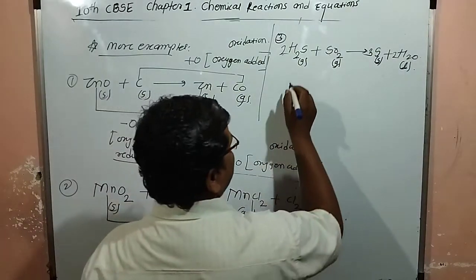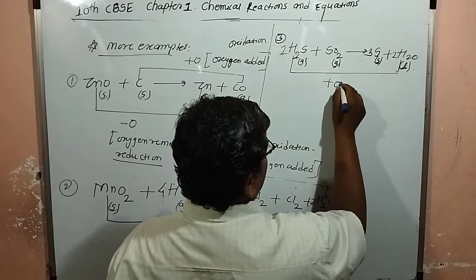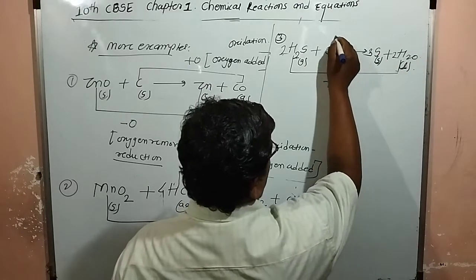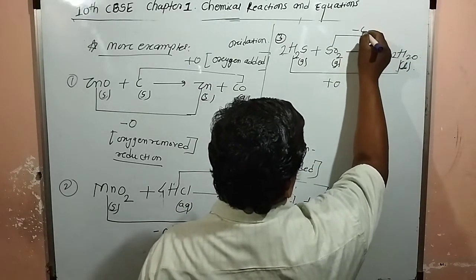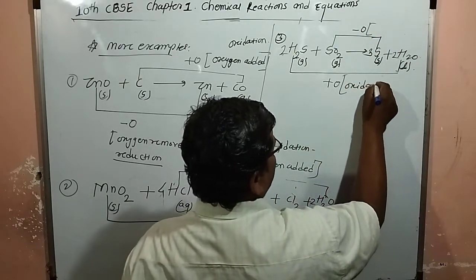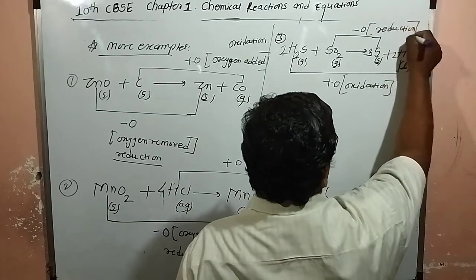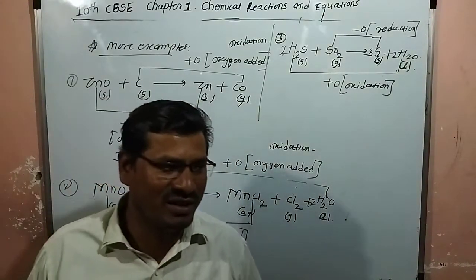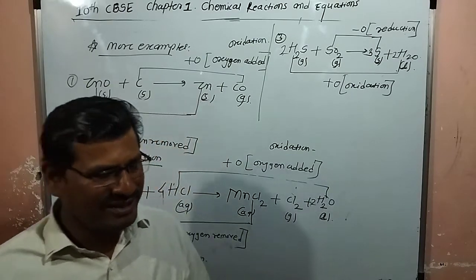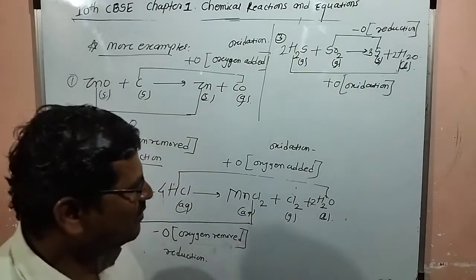And here what happens? In this, plus O is there. Oxygen is added, and here minus O is there. So plus O means oxidation and minus O means reduction. So these are the examples of the redox reaction.